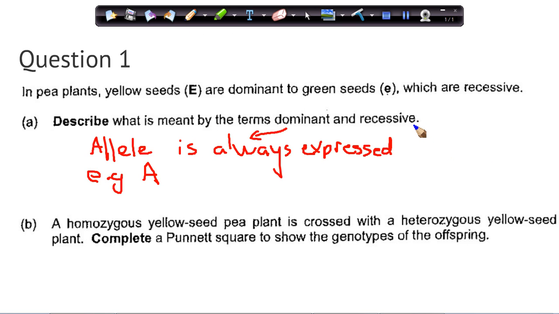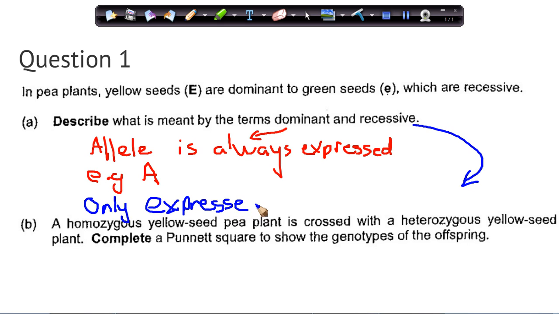Whereas recessive, our recessive one here, recessive means it's only expressed. And so you can see the key word here is this word expressed. So the dominant allele is the allele that's always expressed. The recessive allele is the allele that's only expressed when. Alright, and there's two ways of saying it. You can say only expressed when there are no other alleles present, when it's on its own. Or you could say it's only expressed in the absence of the dominant allele. Either way you say it, that's fine. So the dominant allele is always expressed, and the recessive allele is only expressed when the dominant one isn't there.